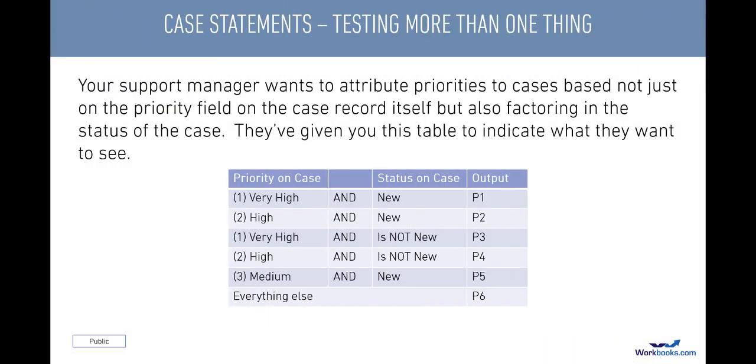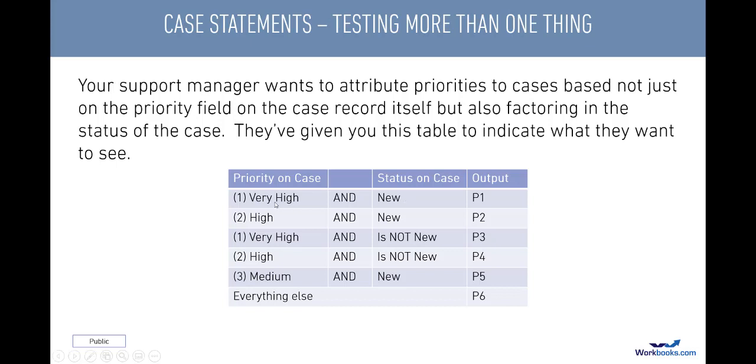That was a relatively simple case statement, just testing one value, the industry value, on an organisation record. Let's take it on a step further and test more than one thing with a case statement. In this example, it says that the support manager wants a way to attribute priorities to cases, not just based on the value in the priority field, but also on the status itself. In effect, has the case been started?